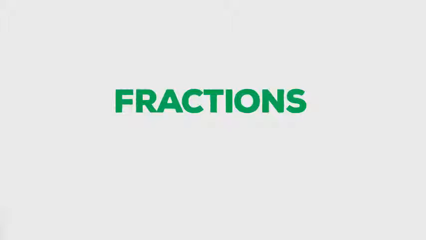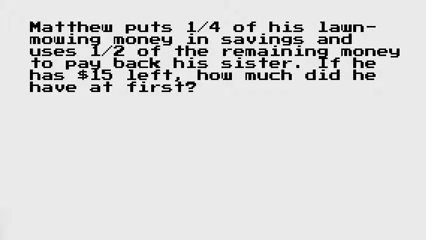But what happens if it's kind of hard to see what we're multiplying, what we're dividing, what the question's really asking? So here I have a question. Matthew puts 1/4 of his lawn mowing money in savings, uses half of the remaining money to pay back his sister. If he has $15 left, how much did he have at first?